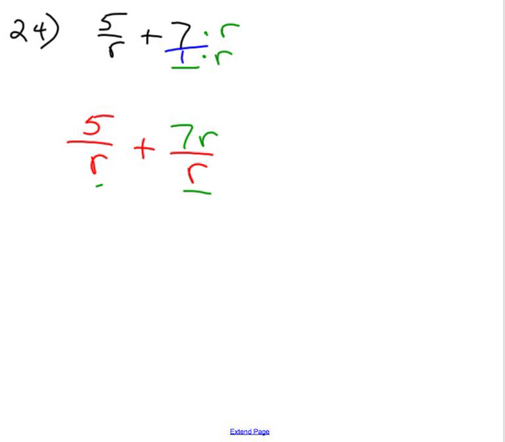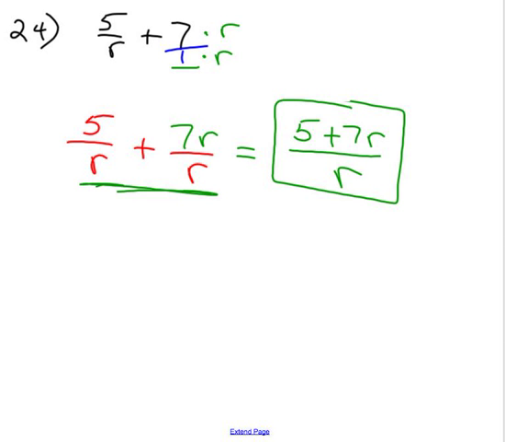Now that my denominators are the same, in my answer I have the same denominator, r. In my numerator, I add 5 plus 7r. They're not like terms. I cannot get 12 out of that. It has to stay the expression 5 plus 7r. And now I have added those 2 fractions in number 24.